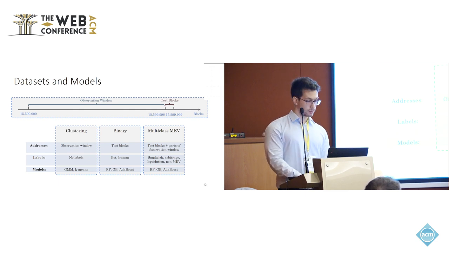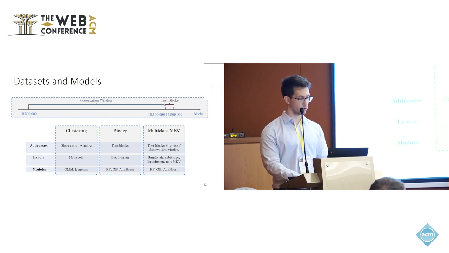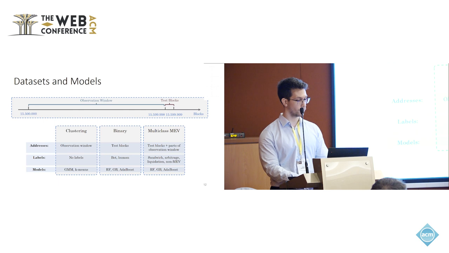We take only addresses sending in the observation window, not in the test blocks. And that is because we later use the test blocks data to calculate some metrics on the clustering. We have no labels, and the models are Gaussian mixture model and k-means. We took those because they ran acceptably fast, and they had the property that we can infer new addresses after fitting the models, which is not the case for every clustering method.